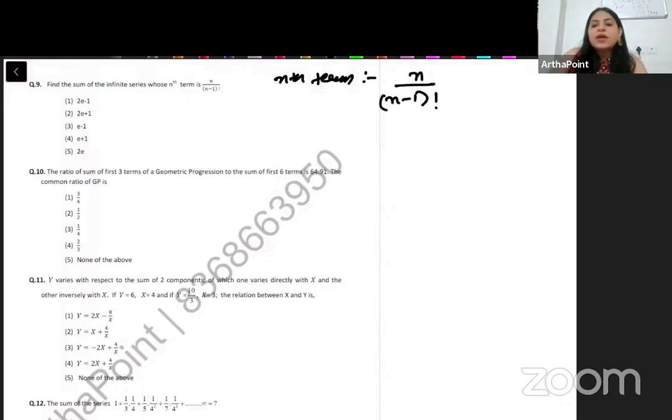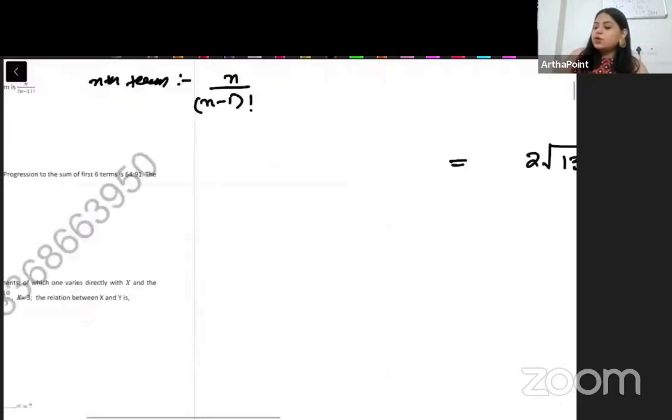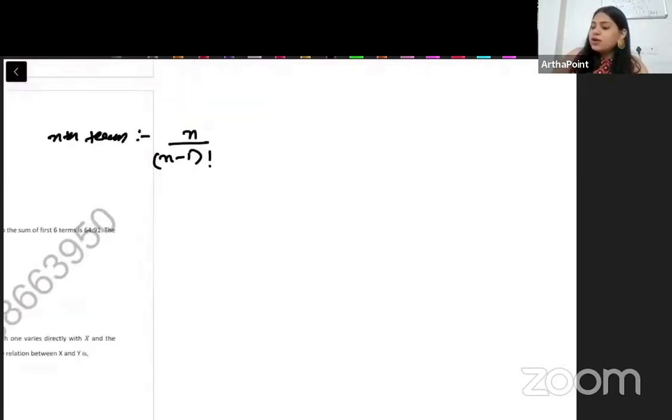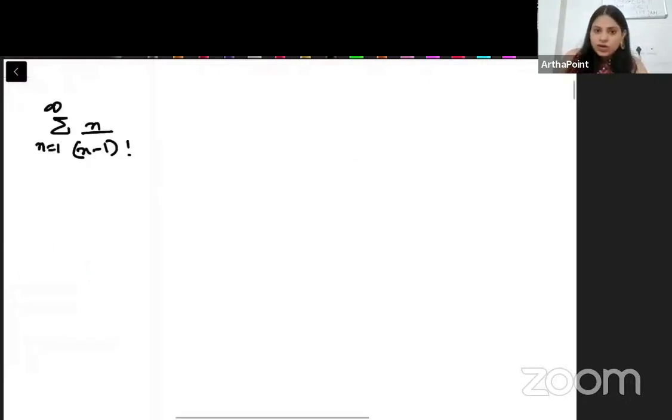Ye to di hui hai. But let us go ahead and think about what we can do here. So I want to find the infinite sum. Thik hai ji. Matlab I want to do something like this: sum of n upon (n minus 1) factorial, where n goes from 1 to infinity. Thik hai? Can I go ahead and write it like this?